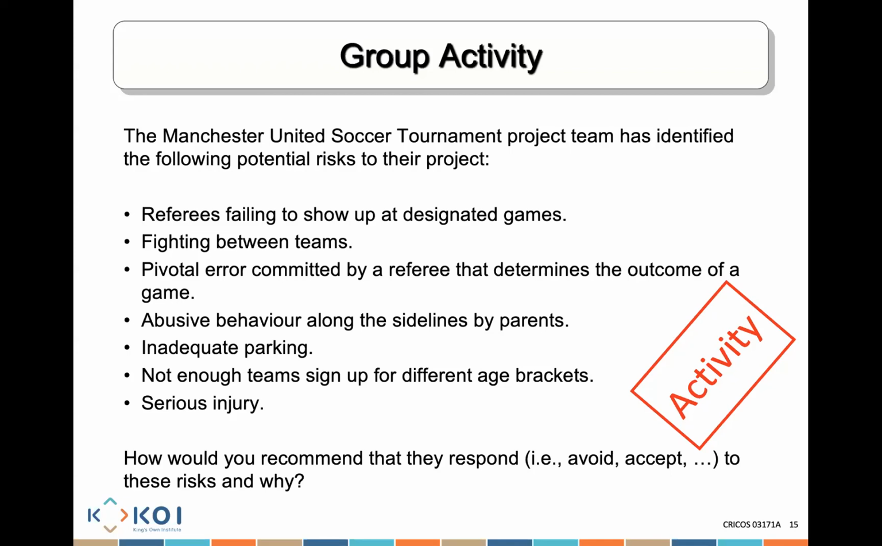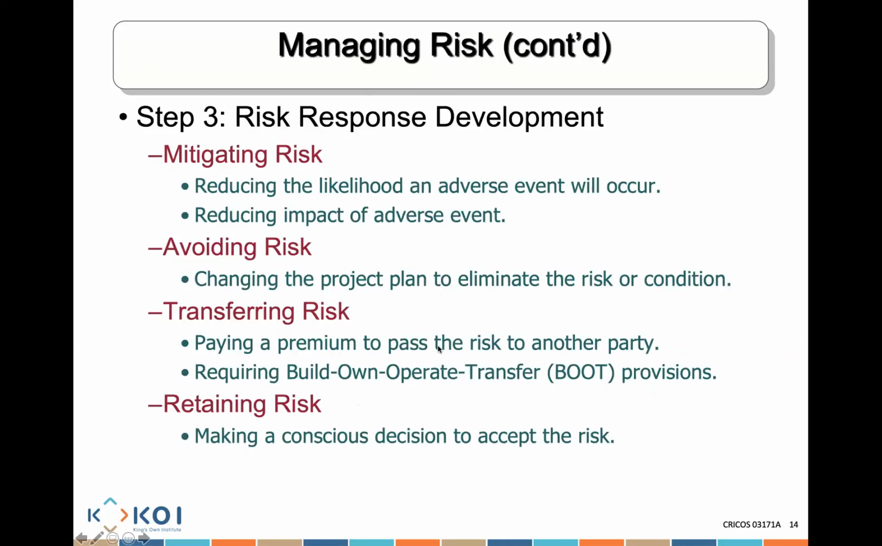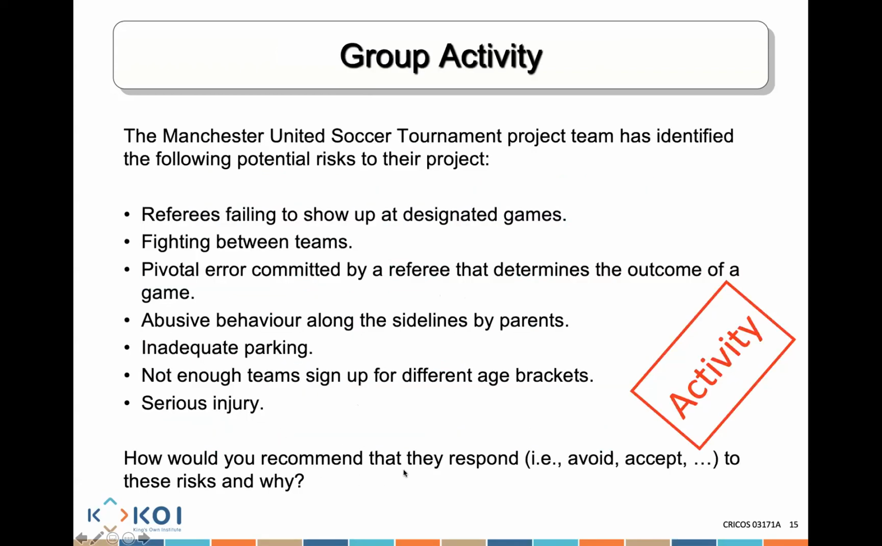Referees failing to show up at designated games, fighting between teams, a pivotal error committed by a referee that determines the outcome of a game. There are all of these various risks that are available. Now, I explained previously about mitigating the risk, avoiding the risk, transferring the risk, and retaining the risk. What I would like you to do is think about how you would really recommend that they respond.